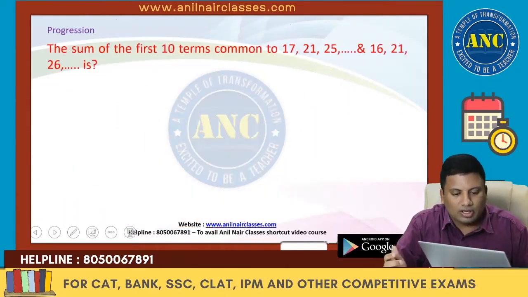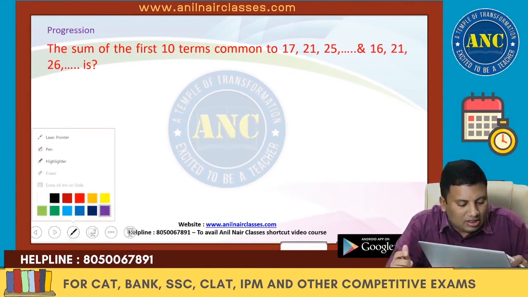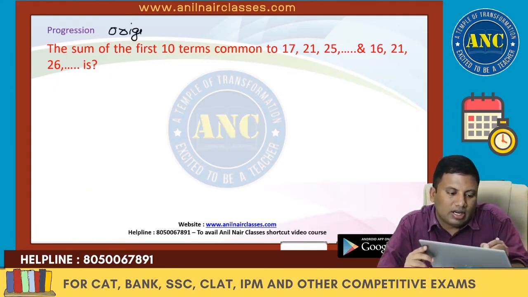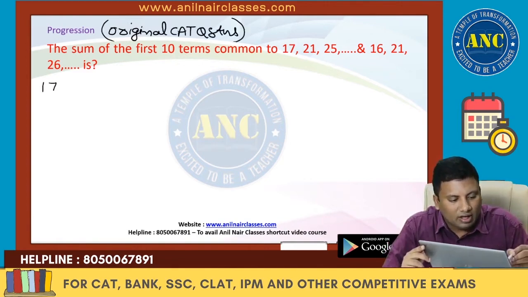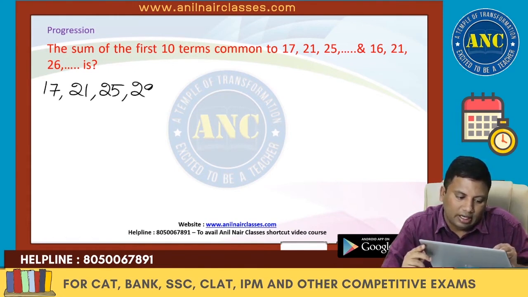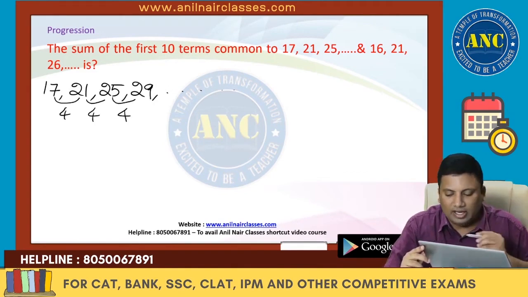Now, another question. What is the sum of the first 10 terms common to the series? This is an original CAT question, with elimination of higher values. Now see, this is 17, 21, 25, 29 and so on. Every time there is a difference of 4.